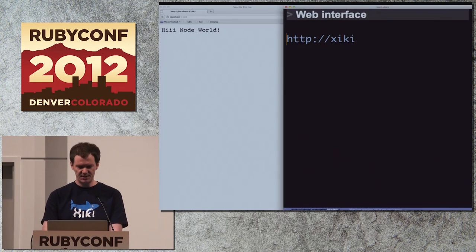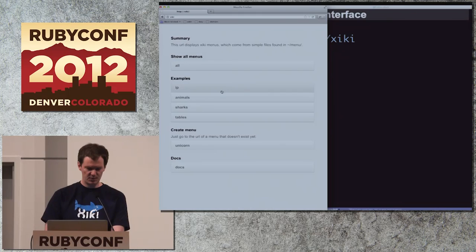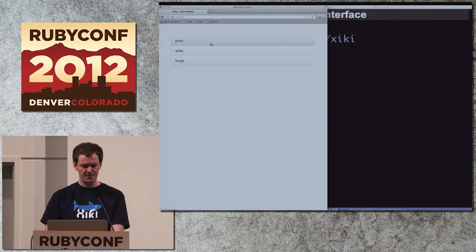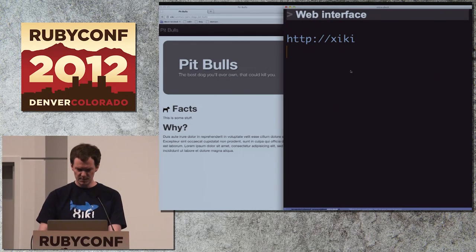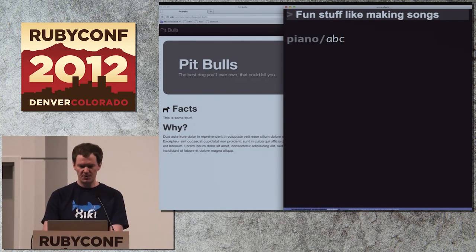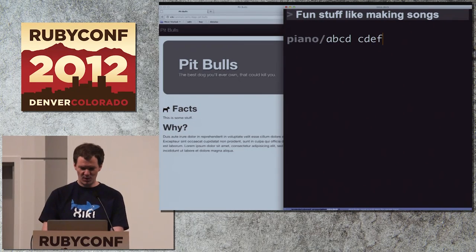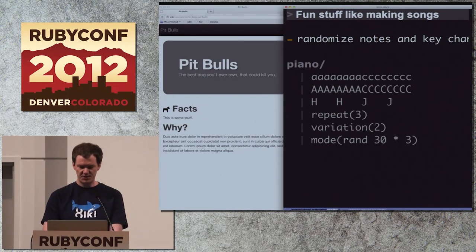What if you could type Xiki in your web browser and navigate menus with a mobile-like interface? Here's one with a bootstrap layout. What if you could do fun stuff like type a few musical notes and send them to a MIDI app like GarageBand? And what if you could even randomize notes using a little DSL?